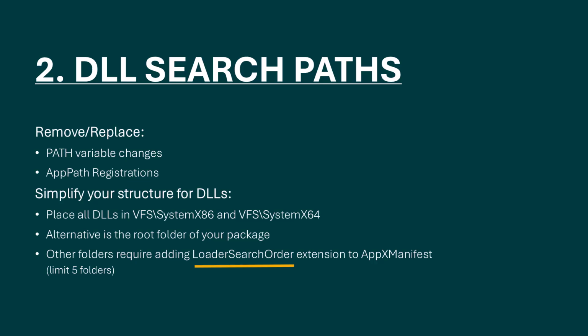This allows you to specify up to 5 folders to add to your search order list. Now, 5 is enough to handle most applications, but I've seen a number of applications that go well beyond that. But if you can do that, you would simply add that element in, and you would use the relative paths to the root folder of your package wherever those folders are.